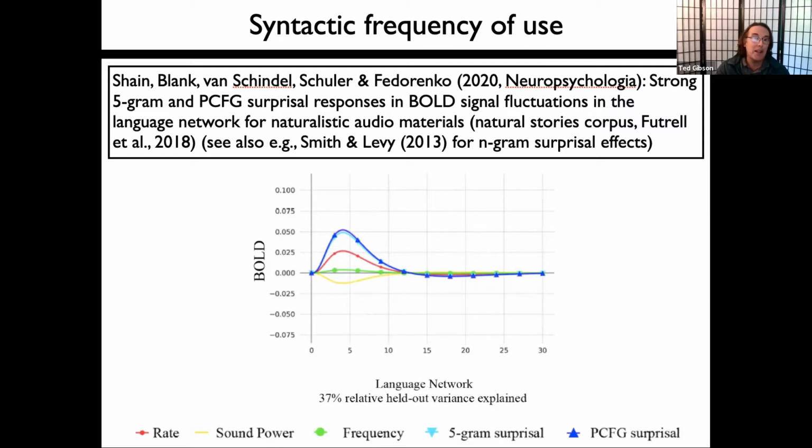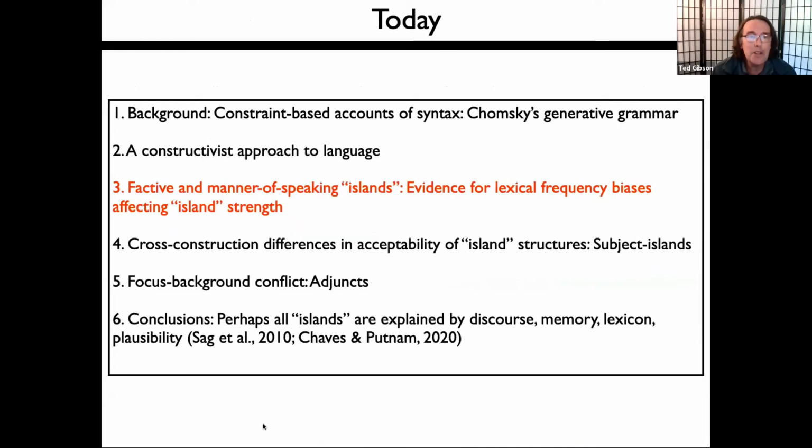So this is much more in line with the constructivist usage-based approach, I think, to start with. That's where I'm sort of starting from. And now I'm going to move on to specific examples of island phenomena which don't follow the Chomsky constraint-based view, and in many cases contradict its predictions directly. So I'm going to take you through two kinds of things here.